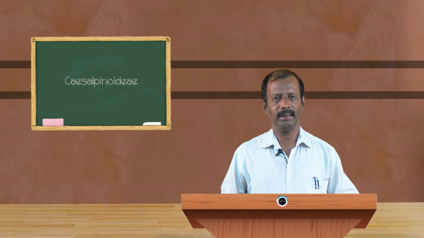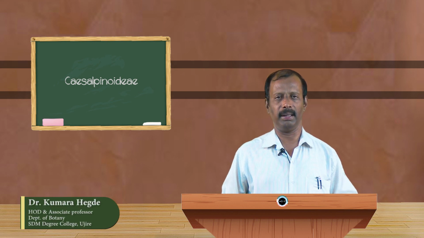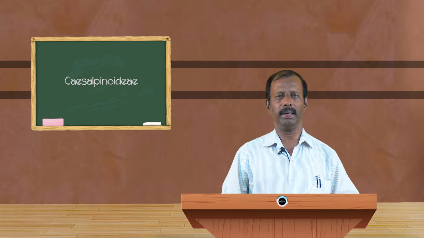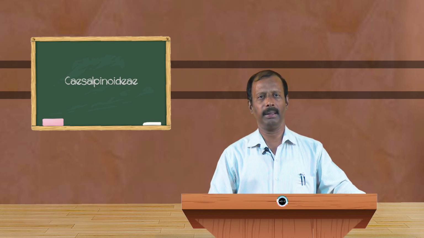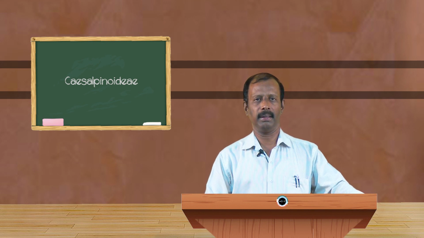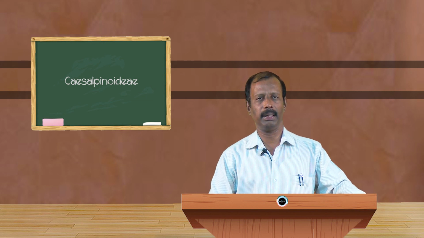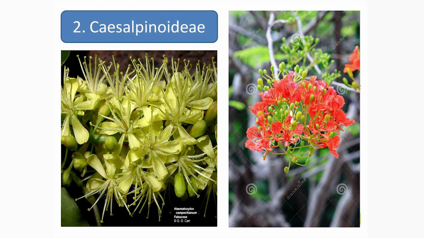In this session, let us discuss the details related to the subfamily Caesalpinoideae. Caesalpinoideae is one of the subfamilies belonging to the family Leguminosae. Leguminosae is the third largest family in the angiosperms, and let us discuss some salient features of the plants belonging to Caesalpinoideae.